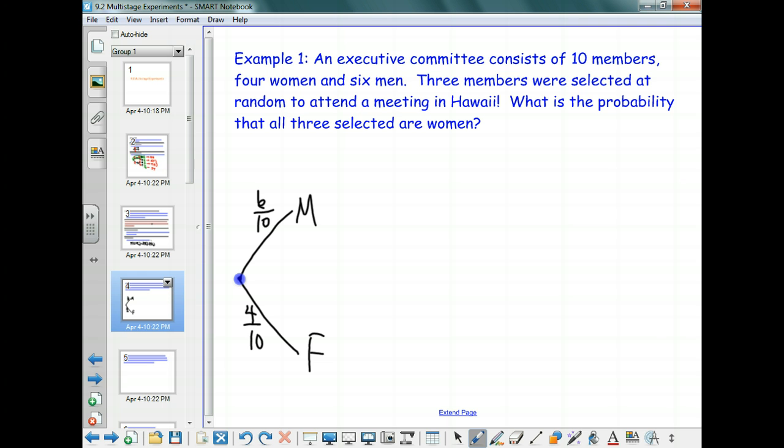Okay, so I've got the first person selected. It's like you put them all in a hat and you randomly pulled one out. We had a 4/10 and a 6/10 chance of them being a man or a woman. That's how all we're distinguishing. All right, but we aren't just taking one person to Hawaii. We're taking 3.